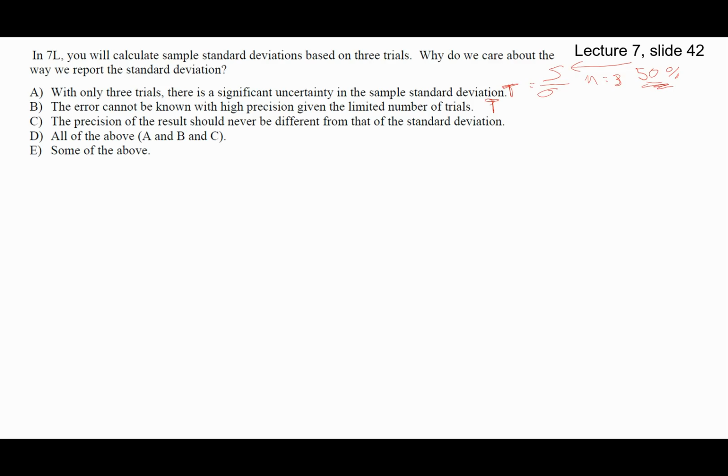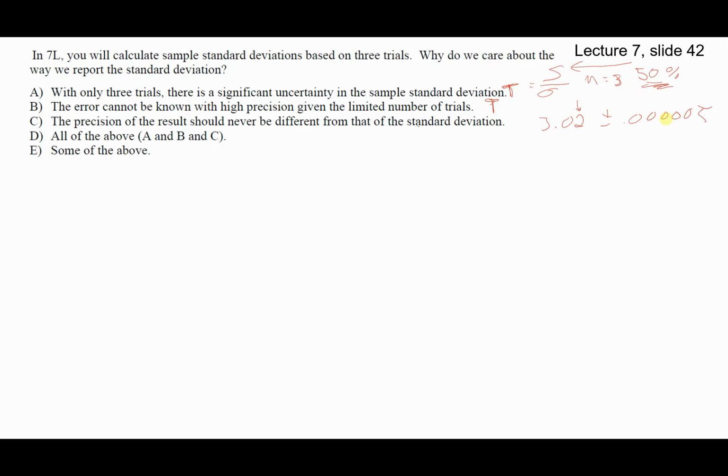C, the precision of the result should never be different from that of the standard deviation. Okay, this sounds true, but we've got to be careful here, right? Quite often we can get standard deviations of 0 or a very small number. In that case, the precision of your standard deviation is way better than what the instrument can do, right? So let's say you get a number 3.02, and this is the best the instrument can do, and then your standard deviation is that.